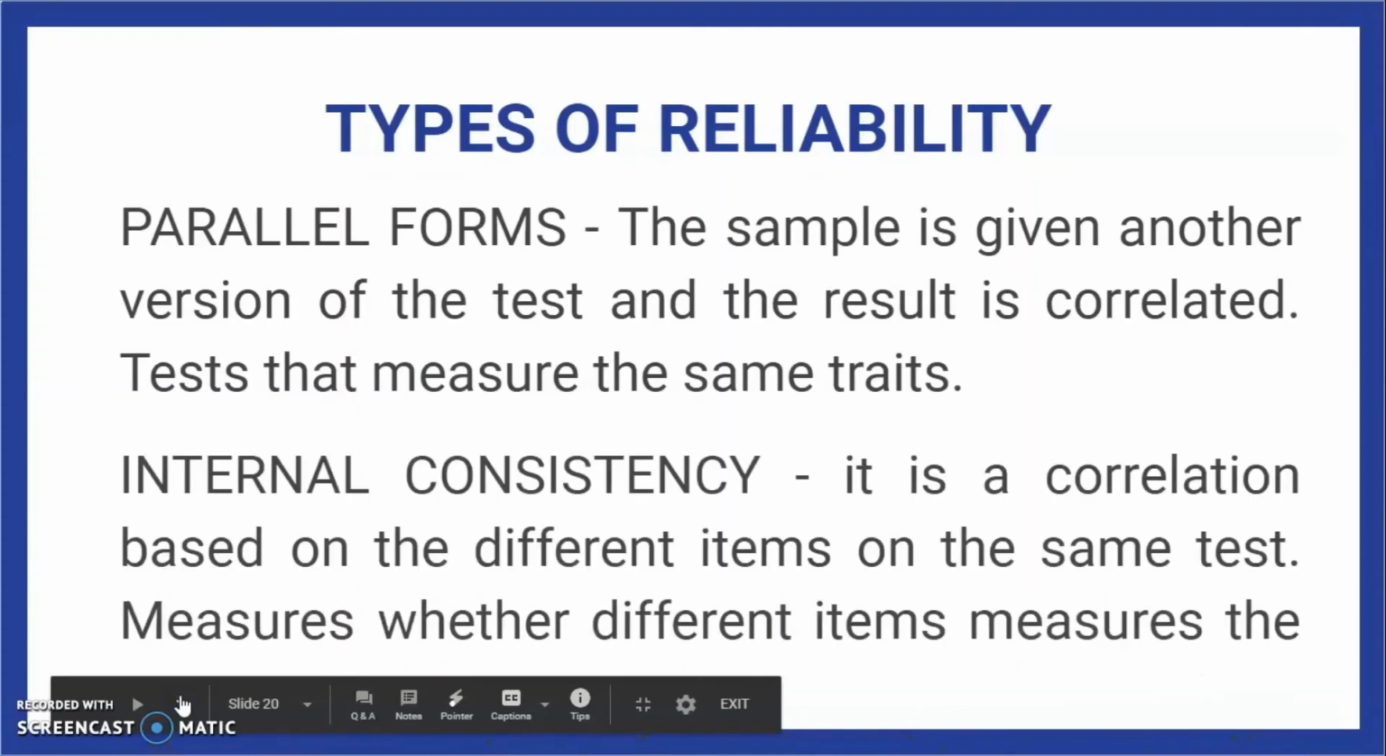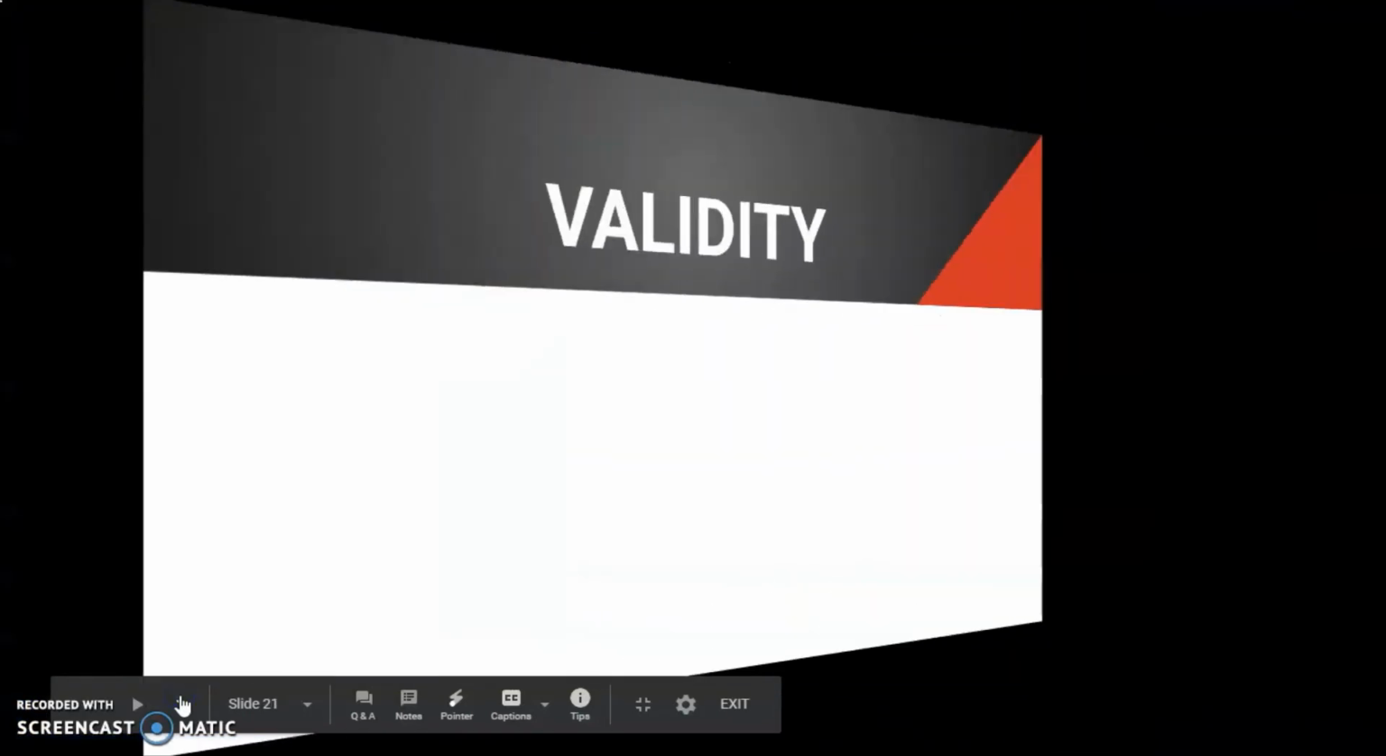And the next one is internal consistency. It is a correlation based on the different items on the same test. It measures whether different items measure the same thing. That is what we are doing in internal consistency.